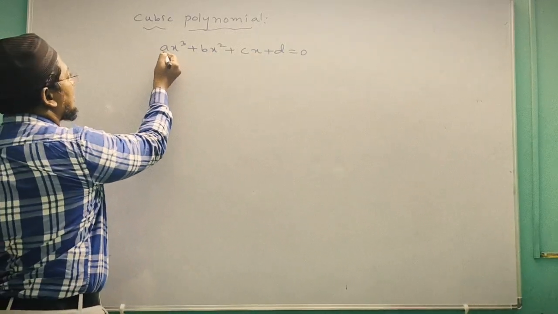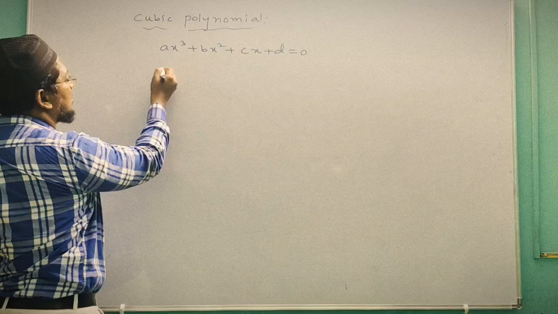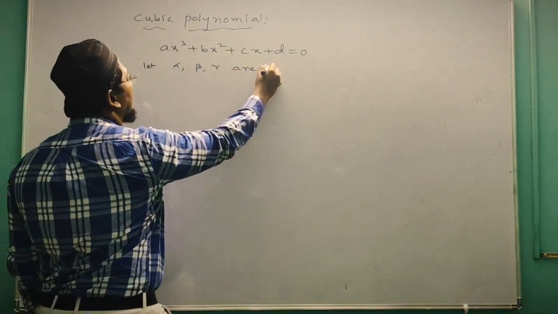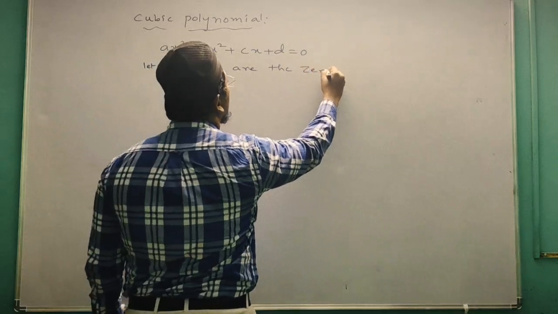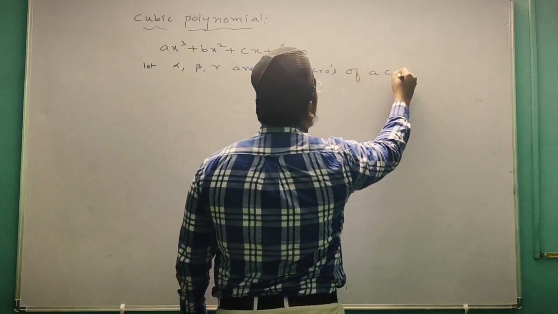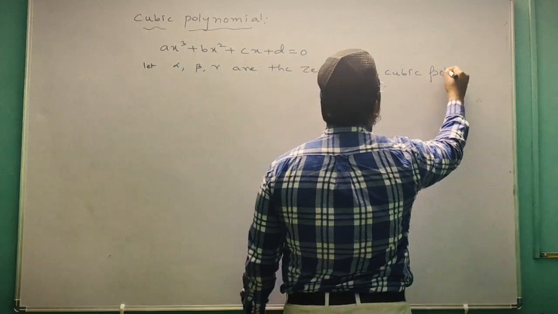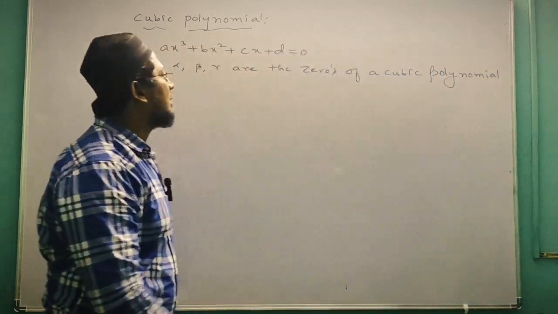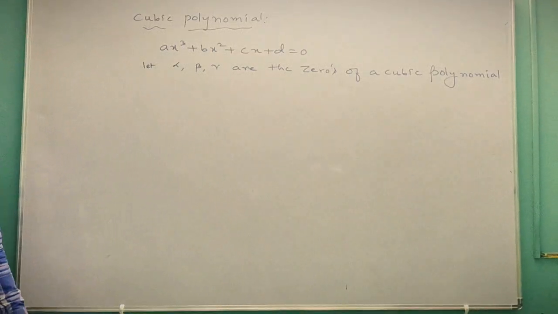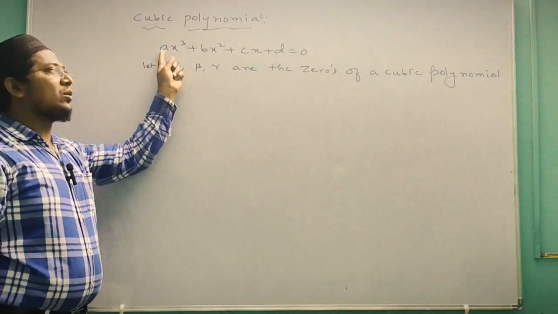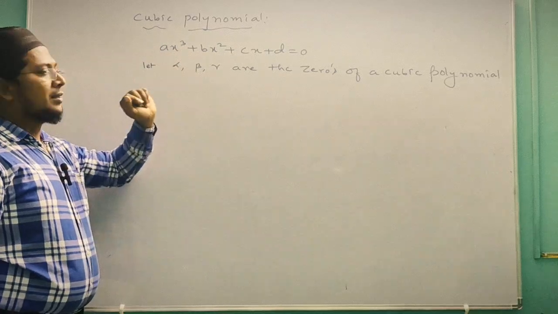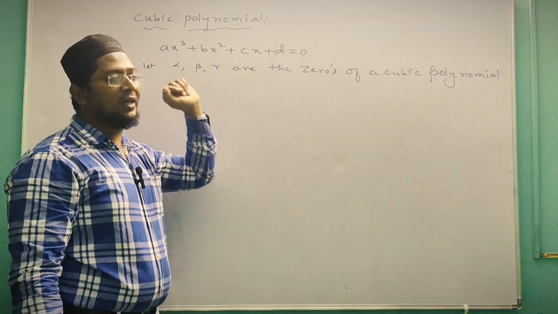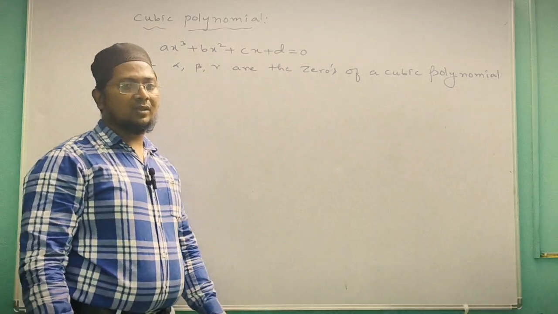And it has three zeros. What are the three zeros, sir? Suppose alpha, beta, gamma are the zeros of a cubic polynomial. Alpha, beta, gamma, these are the three zeros of a cubic polynomial. Now we have to see in this one, a is the coefficient of x power 3, b is the coefficient of x square, c is the coefficient of x, and d is nothing but the constant.